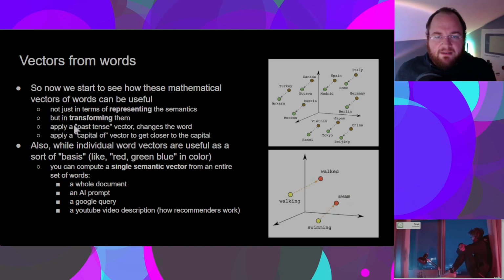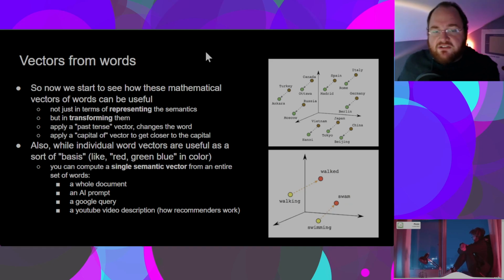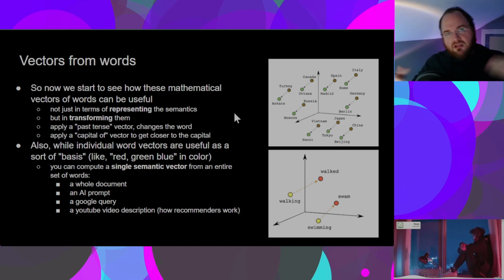So for example, you can apply a past tense vector that might change walking to walked or swimming to swam. You can apply a capital-of vector to get from a country to its capital city, right? Canada to Ottawa, Spain to Madrid. So while the individual word vectors are useful as a sort of basis, just like red, green, blue are in colors, you can compute a single semantic vector from an entire set of words. So this is actually a super useful conceit.